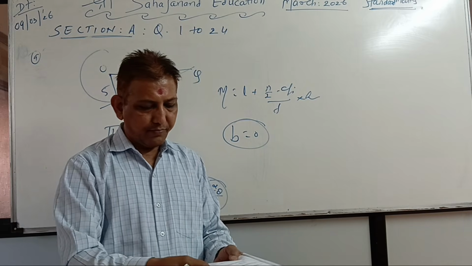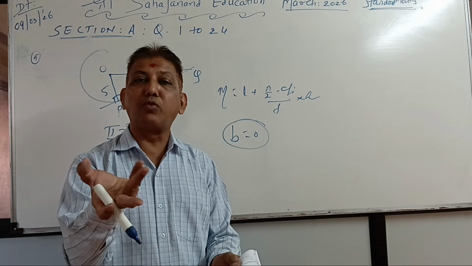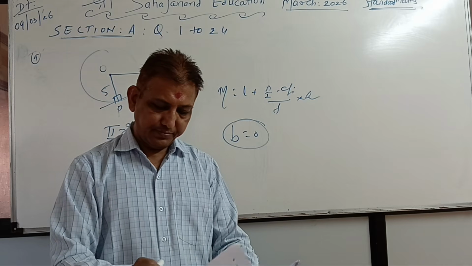Okay, then 16. Then apply the distance formula. Trigonometry identity cos square theta plus sin square theta is 1. So the answer given is 1. So true statement.